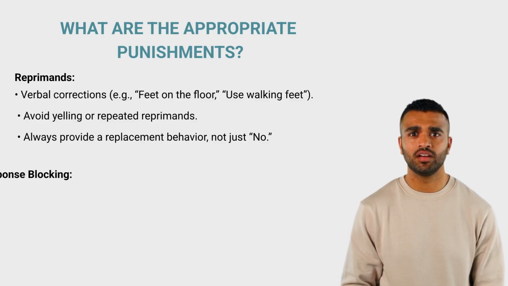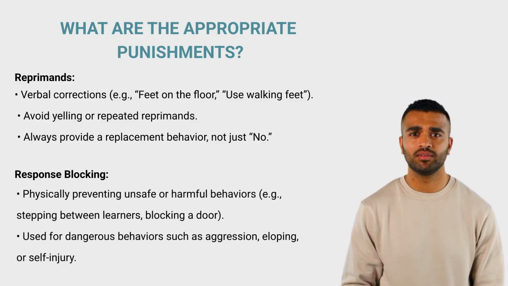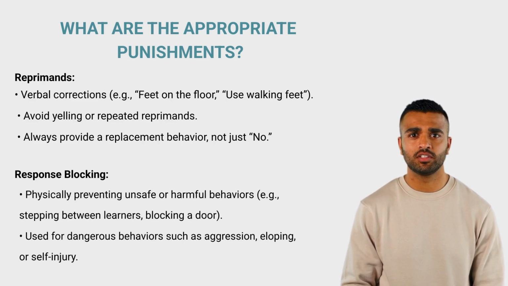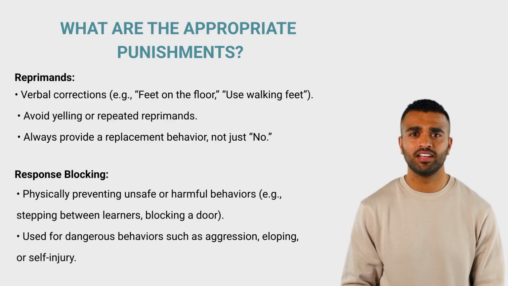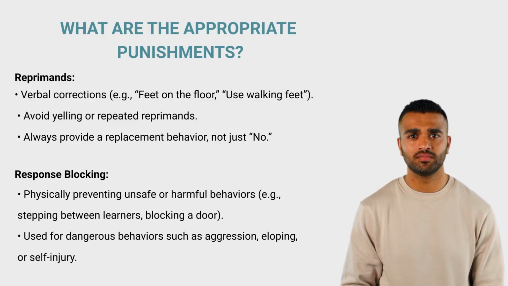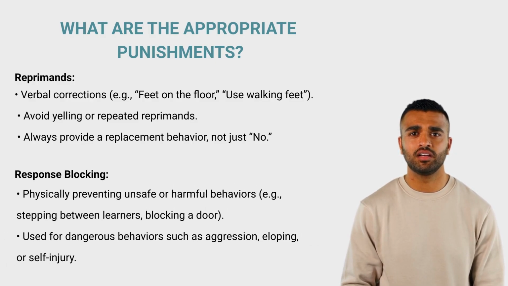Next is response blocking. This is when a provider focuses on preventing an undesired behavior from occurring. This is done by physically intervening as soon as the learner begins to engage in the behavior or exhibit signs they are about to engage in an unwanted behavior. Response blocking is most appropriate for managing and decreasing dangerous behaviors such as self-injurious behaviors, eloping, or aggression. For example, a provider can block elopement by standing in front of the door or prevent a learner from hitting another by stepping between them.